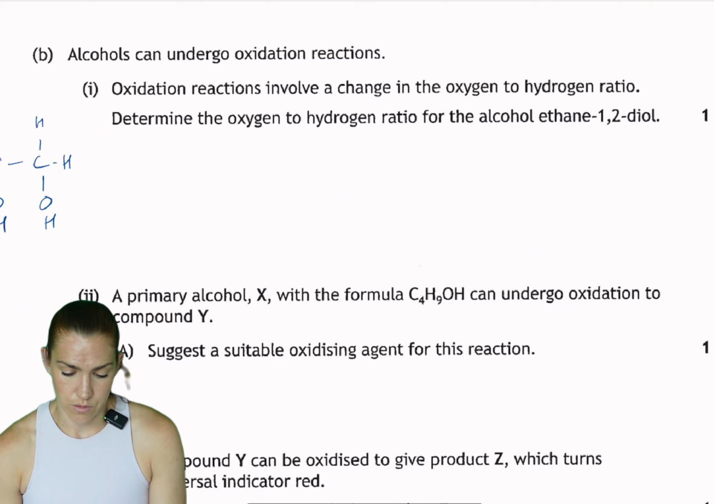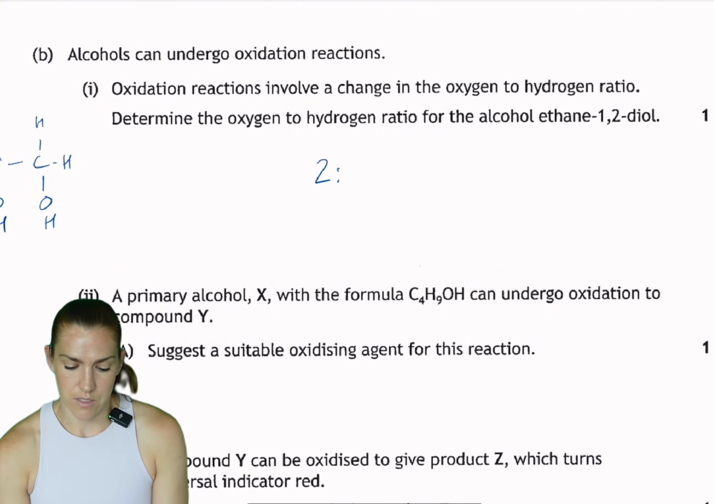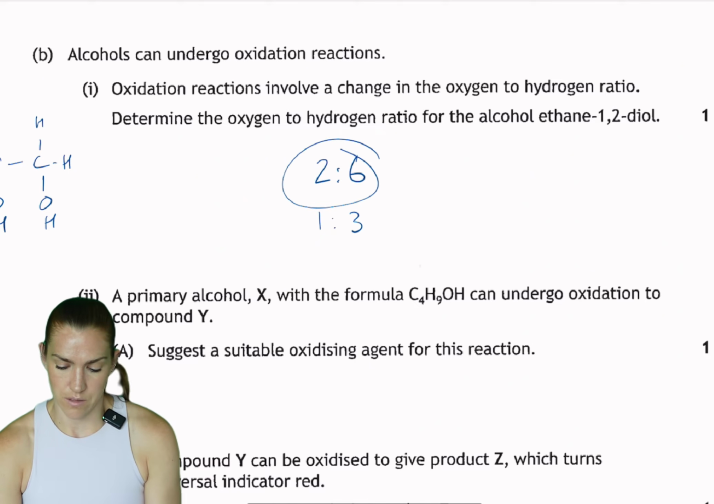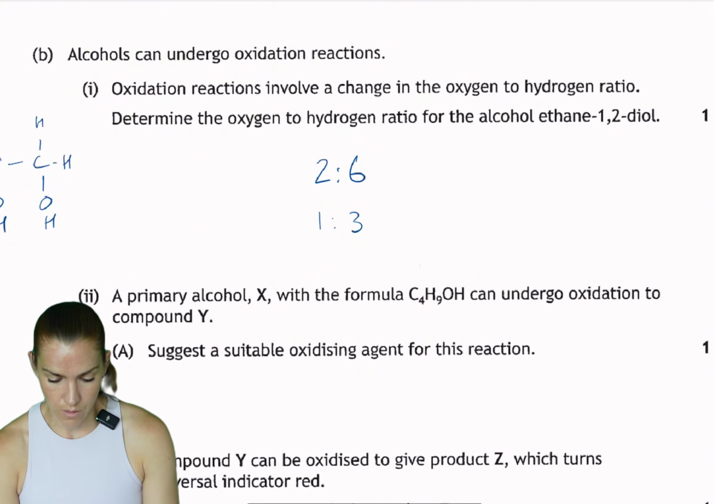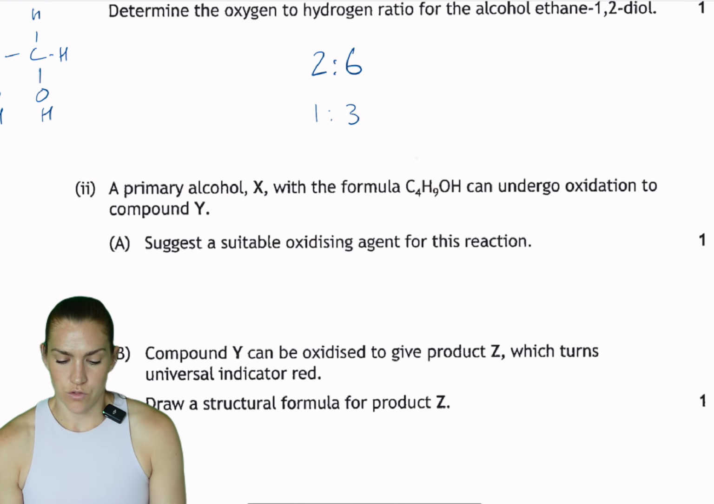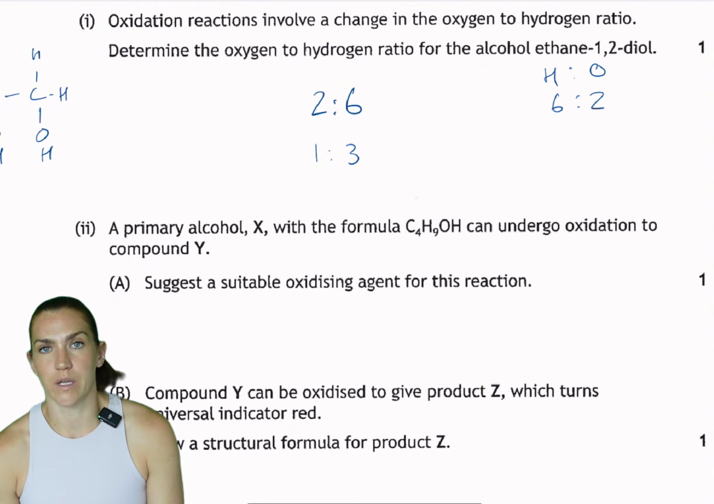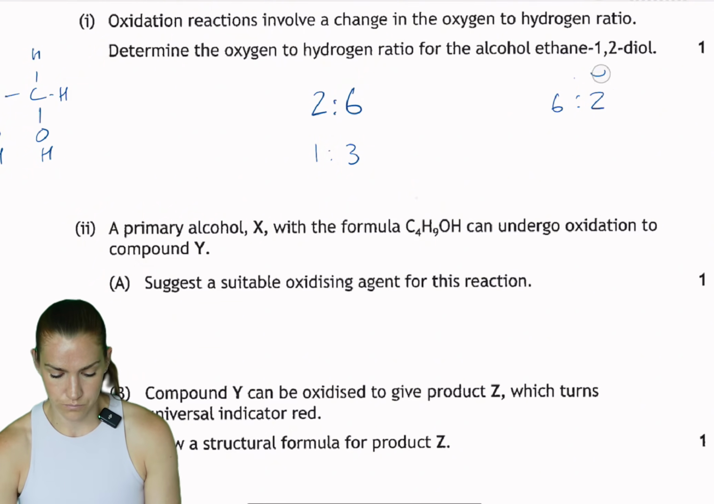So we want the oxygen to hydrogen ratio, so there's 2 oxygens, and then there's 1, 2, 3, 4, 5, 6 hydrogens. You can simplify this to 1 to 3, but keeping it as 2 to 6 would be fine as well in this case. You could also put the ratio the other way around as long as you clearly showed which was which. So it's usually a good idea just to look at the question and see which way they want the ratio to be, so you don't end up forgetting to label it.